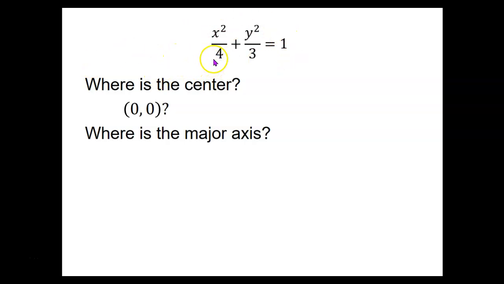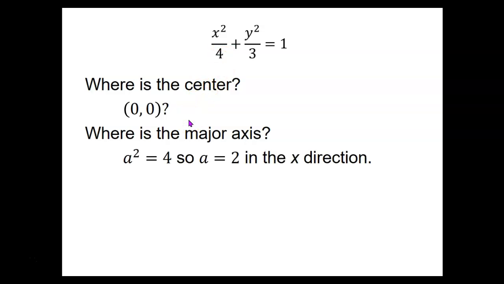Well, first of all, the bigger number, the bigger denominator, is under the x squared. So the major axis is going to be running in the x direction, horizontally. And since a squared is 4, a would be 2. So the major axis is going to have length 2 times 2, or 4. It's going to be, if you start at the center and go 2 spaces to the right and 2 spaces to the left.